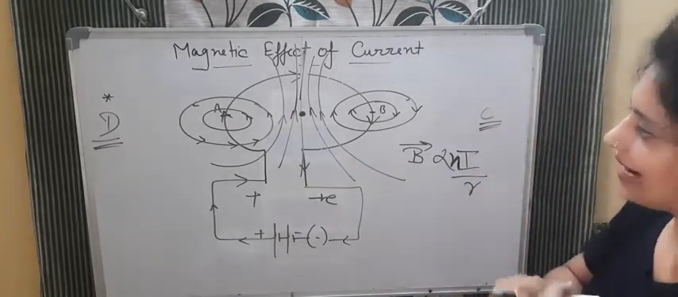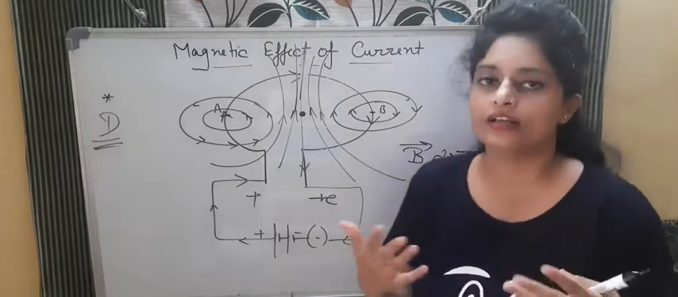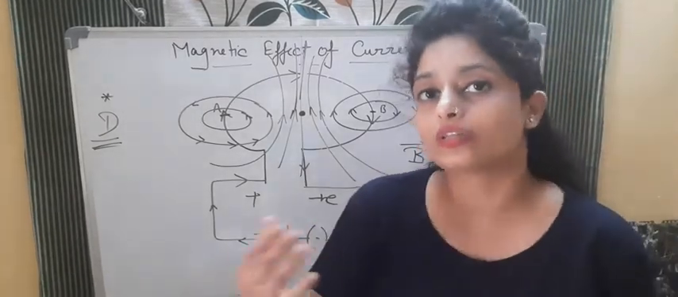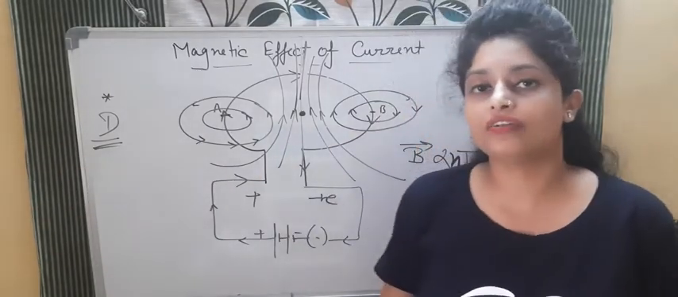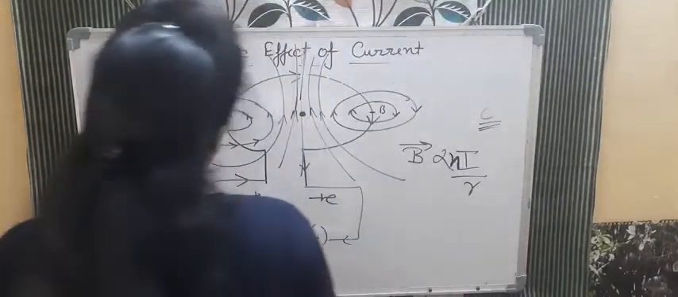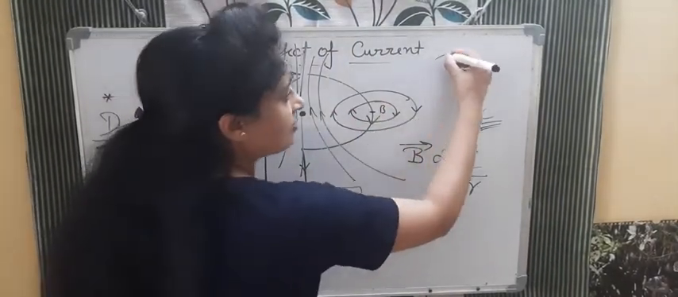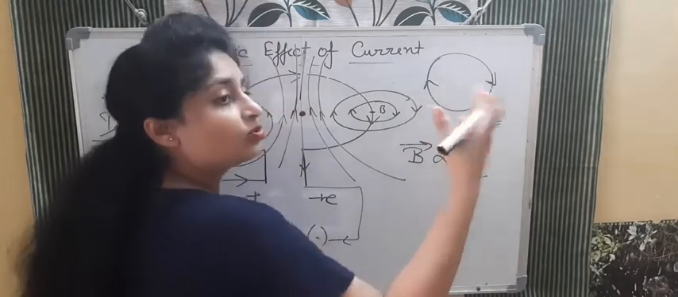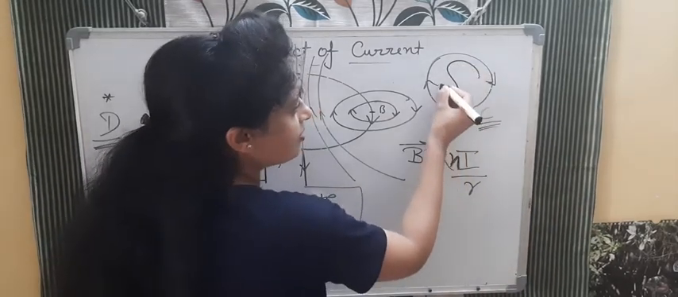Now other than the right hand thumb rule, there is one more method to find out the direction. You can find out whether this particular pole will be north or south by seeing the direction of the magnetic field. If the magnetic field is clockwise, it will be south. If the magnetic field is anti-clockwise, it will be north. See here, this is clockwise, this particular side. When the magnetic field is clockwise, this rule is known as the clock rule. So this will represent the south pole.